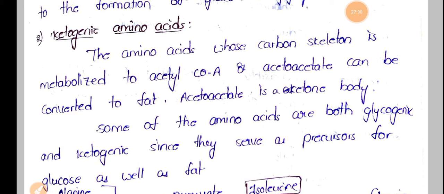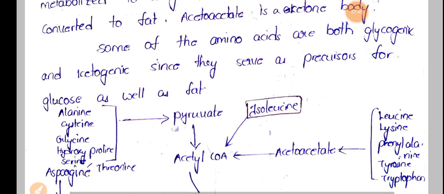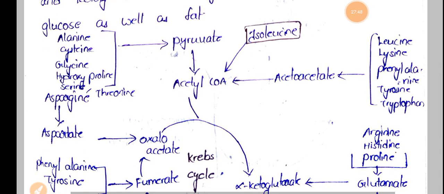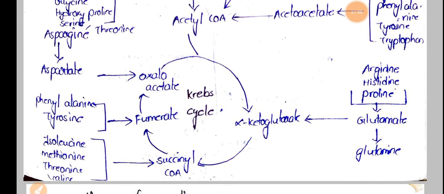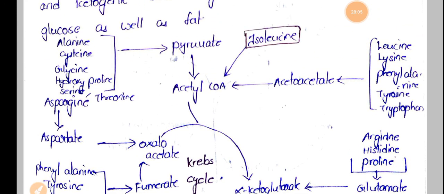Some of the amino acids are both ketogenic and glycogenic. That means a few amino acids show both ketogenic and glycogenic nature. See here: alanine, cysteine, glycine, hydroxyproline, serine, asparagine, threonine, aspartate, phenylalanine, tyrosine, isoleucine, methionine, threonine, and valine. So these are all few amino acids.